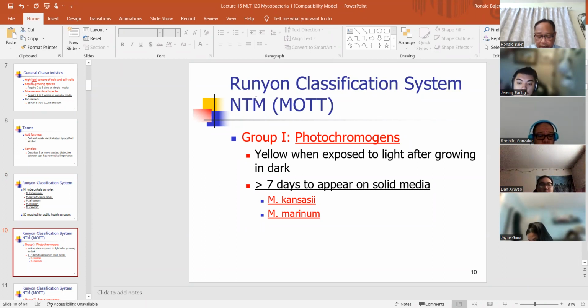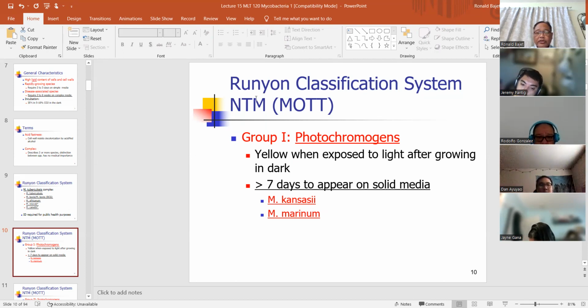The first group is photochromogens, and these organisms will grow in greater than 7 days. The characteristic of this group is that the colonies will turn yellow when exposed to light after growing in the dark. Once you open the door and expose it to light, then it turns yellow. It takes more than 7 days to grow, so it's a slow grower. The two species for the photochromogens are kansasii and marinum.